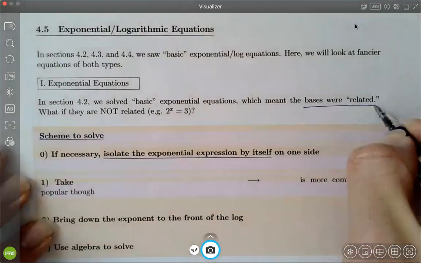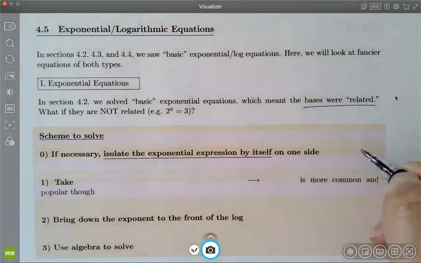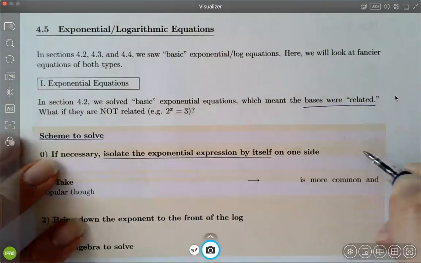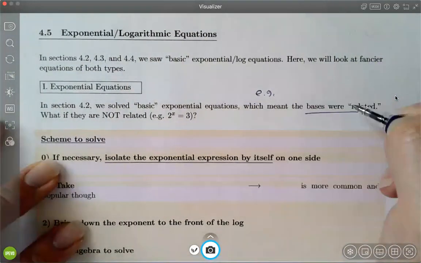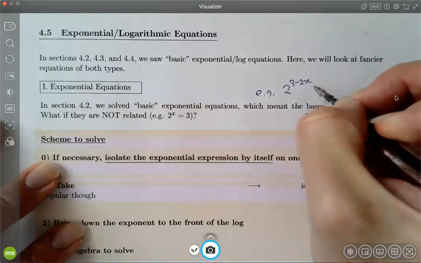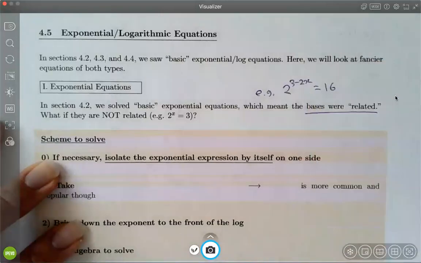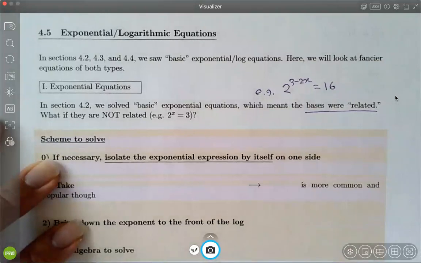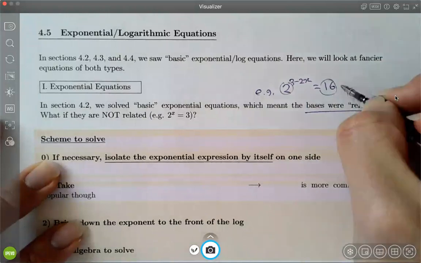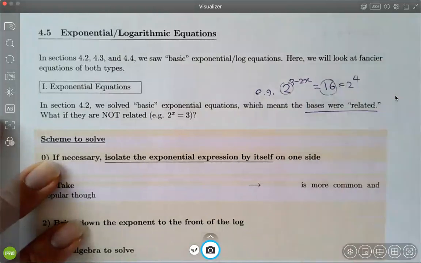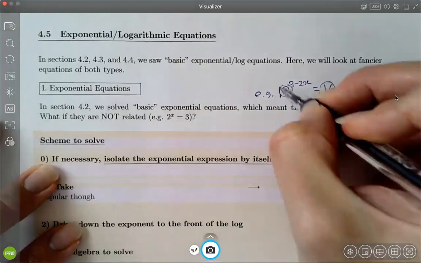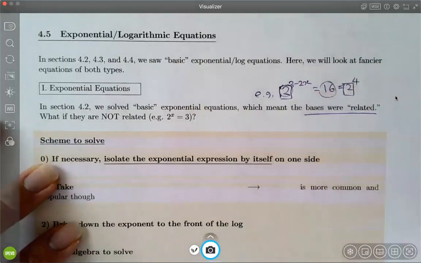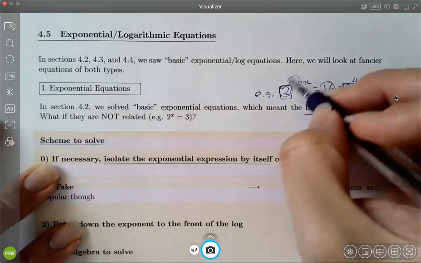Remember that? So what does this mean? For example, we had something like this. What are we looking at? We are looking at these 2 numbers, 2 and 16, and we saw that they were related. How? 16 was 2 to the 4th. So what do we want? We want the same base, and once we have the same base, we set the exponents equal to each other. Remember that?